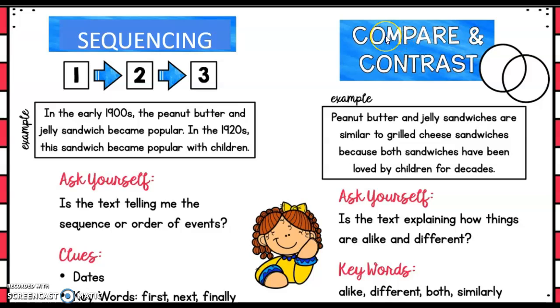If we were to look at something that's comparing and contrasting, we would ask ourselves, is this text explaining how things are alike and different? Example, peanut butter and jelly sandwiches are similar, there's our keyword, to grilled cheese sandwiches because both sandwiches have been loved by children for decades. I think I prefer grilled cheese sandwiches, but I like both. So our keywords are alike, different, both, and similar or similarly.